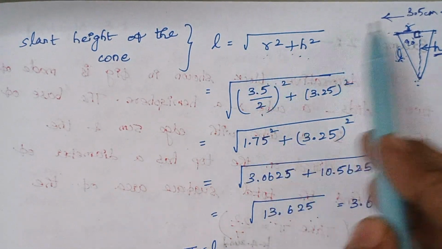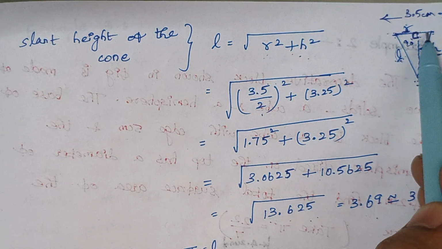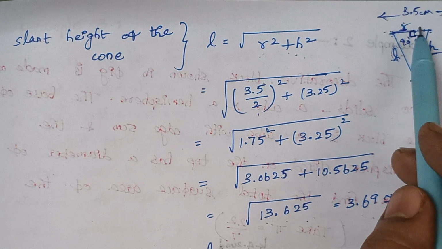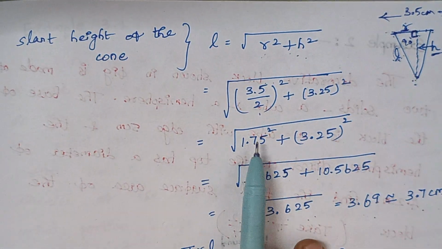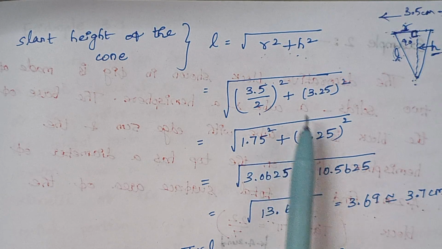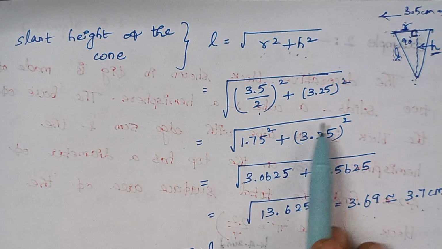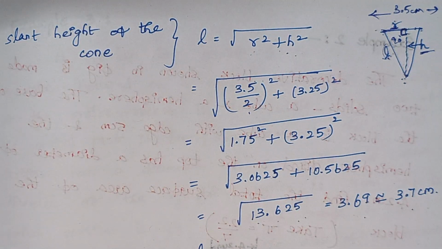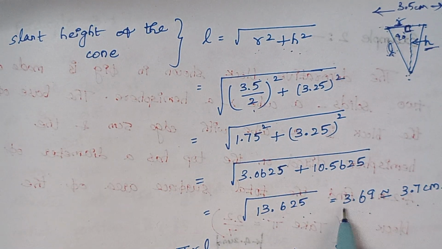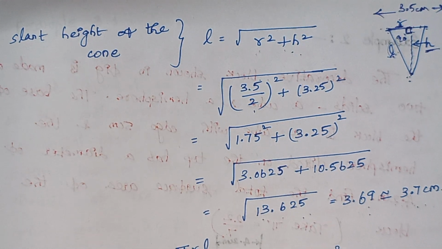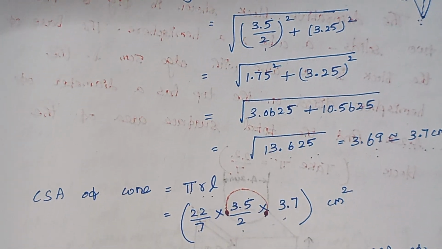So what is the value of r? You see this length is 3.5, it is given in the problem. So r will be 3.5 divided by 2. So 3.5 by 2 gives 1.75 square plus the value of h we have just now calculated, 3.25. Just substitute the values and finally we end up with the answer 3.69. So I am rounding it off as 3.7 centimeter to make our calculation simpler, right? That's it. So the curved surface area of the cone is pi r l.